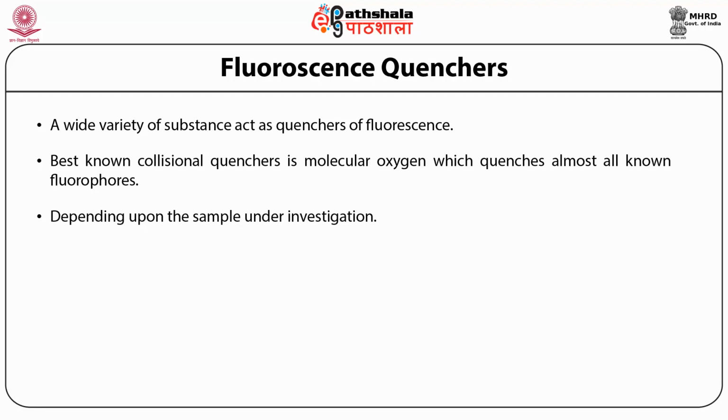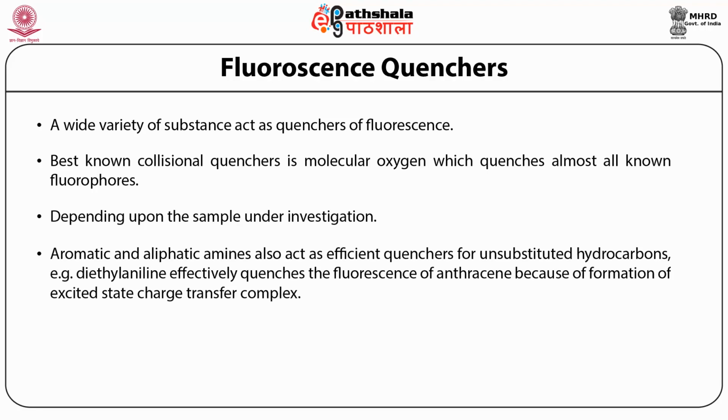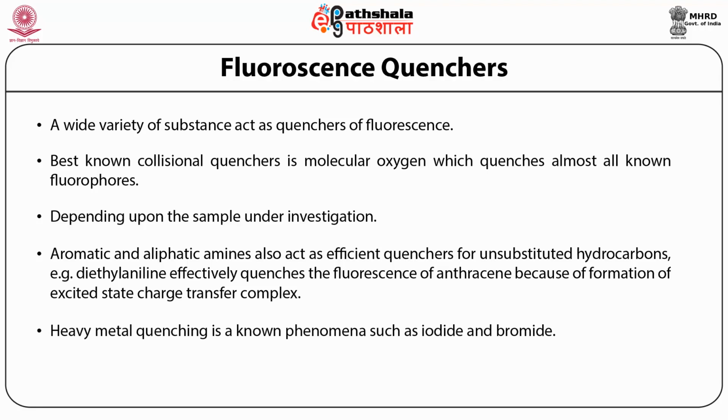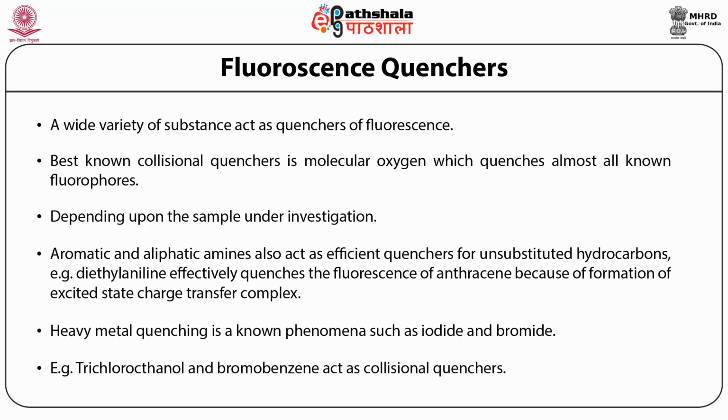Depending upon the sample under investigation, different quenchers can be used. Like aromatic and aliphatic amines, they act as efficient quenchers for unsubstituted hydrocarbons. For example, diethylaniline effectively quenches the fluorescence of anthracene because of formation of an excited state charge transfer complex. Heavy metal quenching is also known, and the phenomenon is due to the presence of iodine or bromine. For example, trichloroethanol and bromobenzene act as efficient collision quenchers.